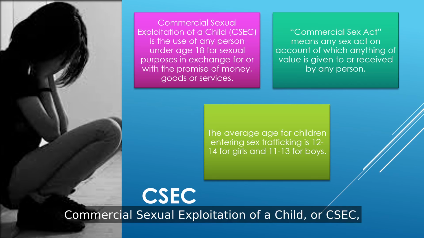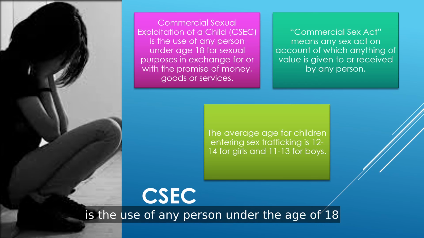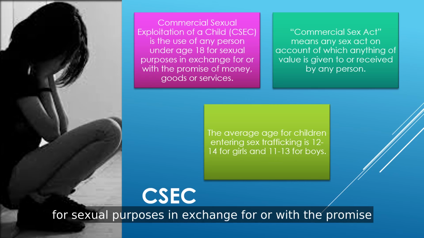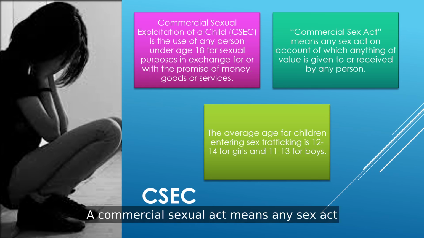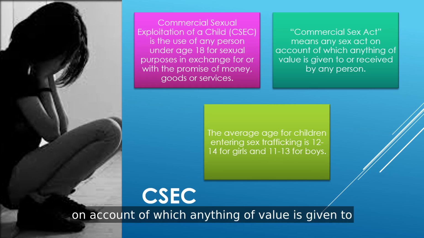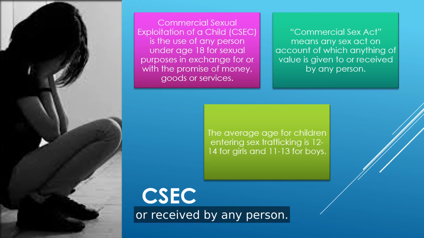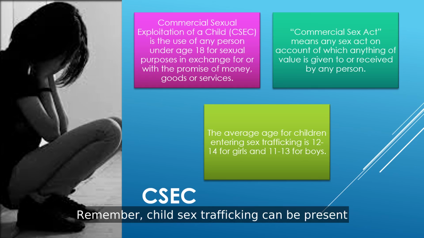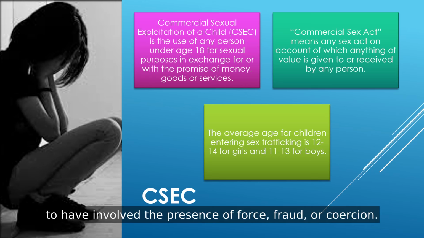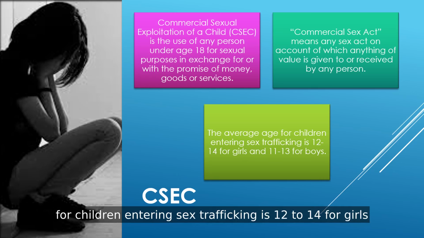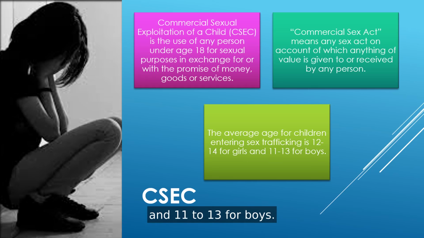Commercial sexual exploitation of a child, or CSEC, is the use of any person under the age of 18 for sexual purposes in exchange for or with the promise of money, goods, or services. A commercial sexual act means any sex act on account of which anything of value is given to or received by any person. Remember, child sex trafficking can be present regardless of means and does not require by legal definition to have involved the presence of force, fraud, or coercion. The average age for children entering sex trafficking is 12 to 14 for girls and 11 to 13 for boys.